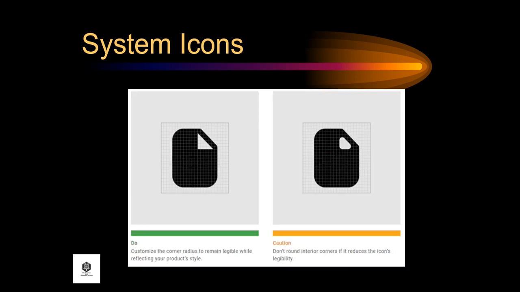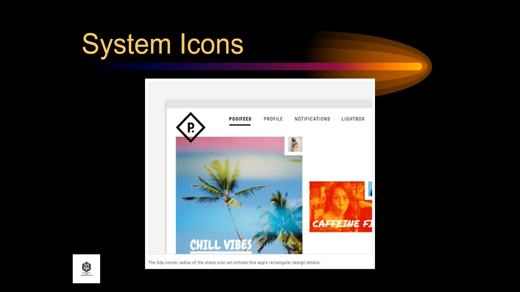For the do's and don'ts, customize the corner radius to remain legible while reflecting your product style. But don't round interior corners if it reduces the icon's legibility. Another example is the 0 dp corner radius of the sharp icon set echoes this app's rectangular design details.